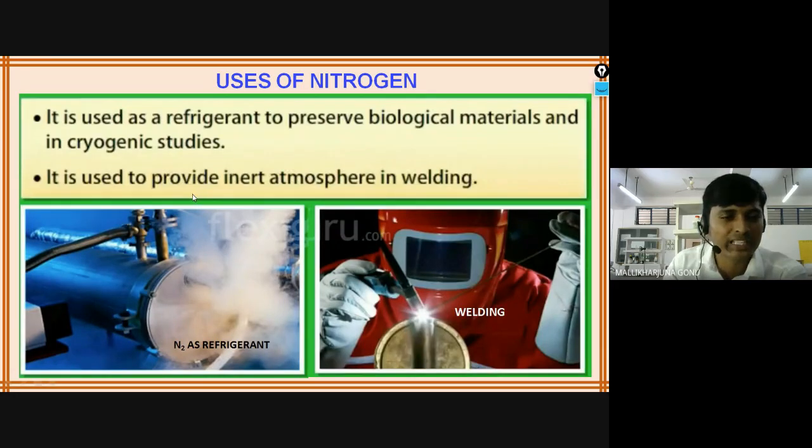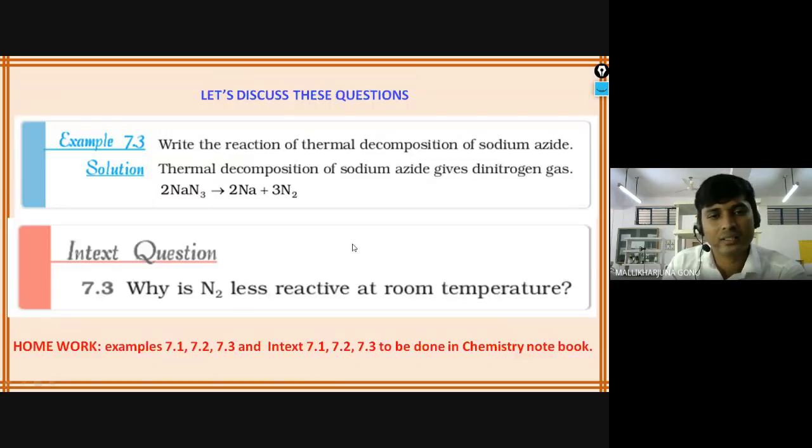Okay, it is used as a refrigerant to preserve biological materials. To store any biological materials it can be used, because of the lower temperatures, right? It is used to provide an inert atmosphere in welding. At the time of welding, it provides this. And you write these exercises, do the homeworks, and complete them on time. And you will have the exam.